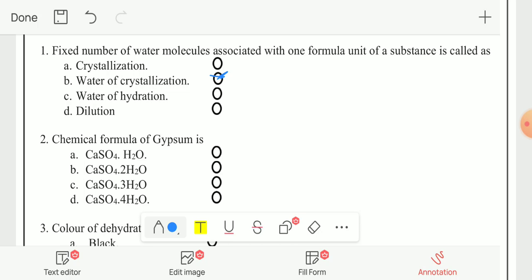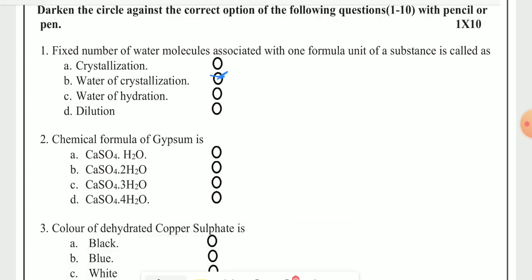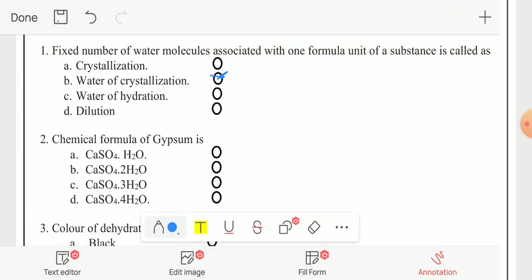Question number 2. Chemical formula of gypsum is: A. CaSO4 H2O, B. CaSO4 2H2O, C. CaSO4 3H2O, D. CaSO4 4H2O. So what is the chemical formula of gypsum? Chemical formula of gypsum is CaSO4 2H2O. So correct answer is B. You have to darken the B part of the question.